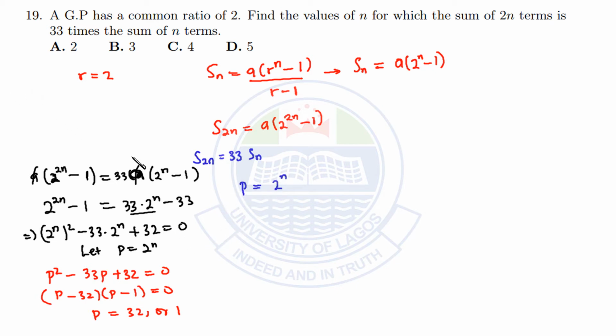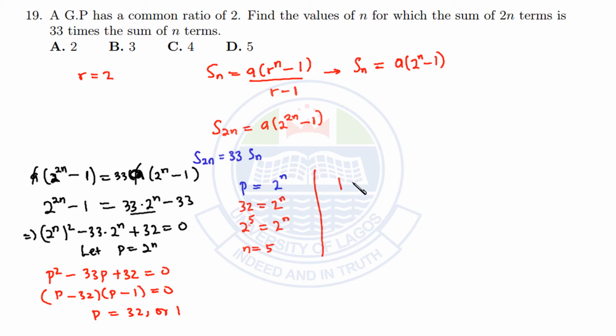That means if my p is 32, I'm going to have 32 equals 2 raised to power n. And I'm going to have this to be 2 raised to power 5 equals 2 raised to power n. So if I equate both sides, if I equate the power, I'm going to have n equals 5.